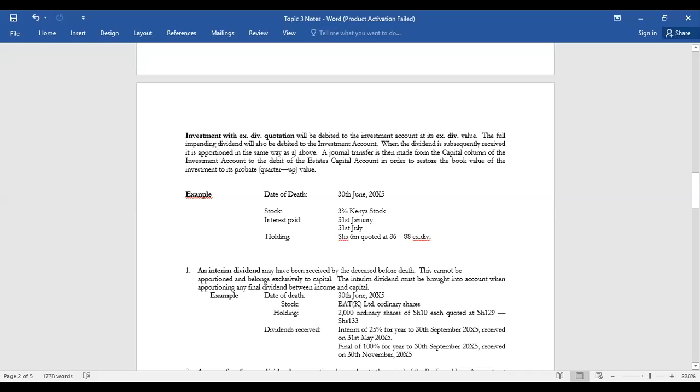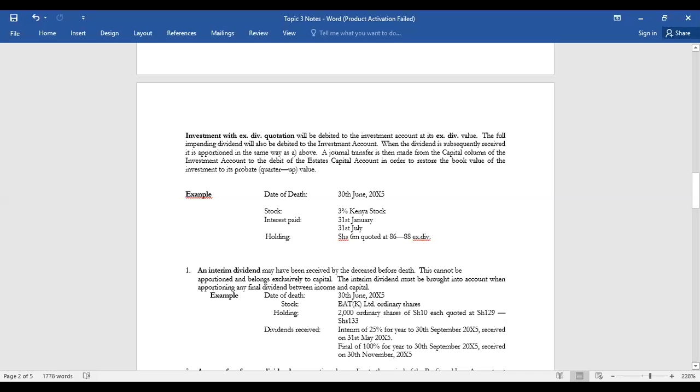Our date of death is still 30th June. You can see the stock is earning 3% per annum, and the interest is being paid between 31st January and 31st July. The assets held at the Kenyan stock market are worth 6 million, being quoted at a low of 86 and a high of 88. So there we are.